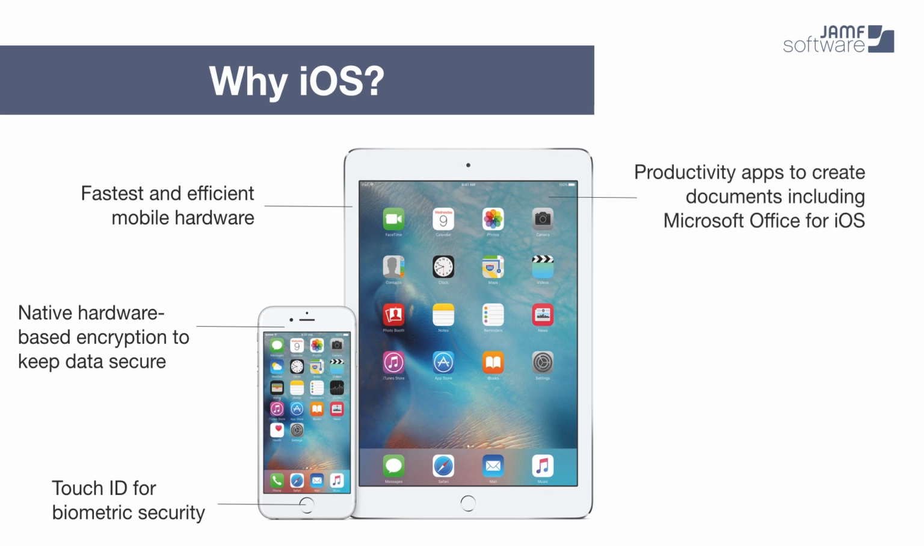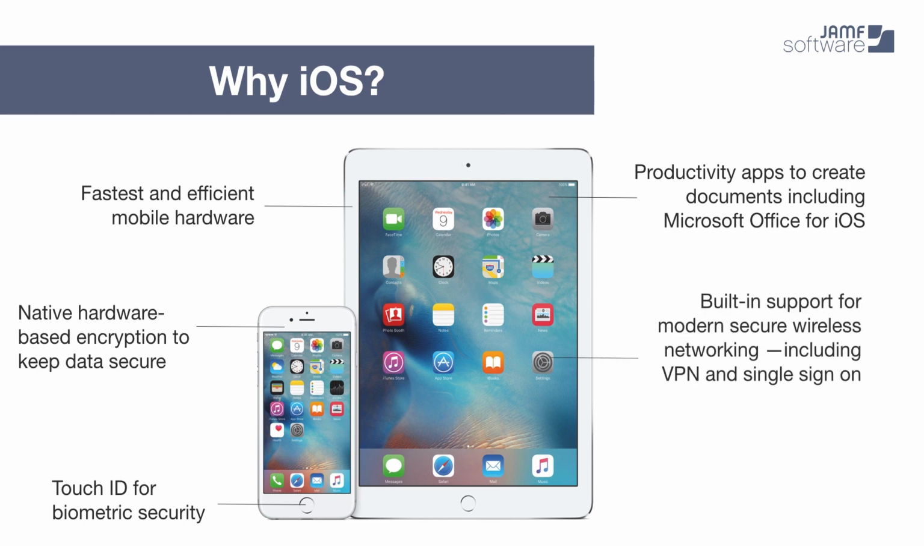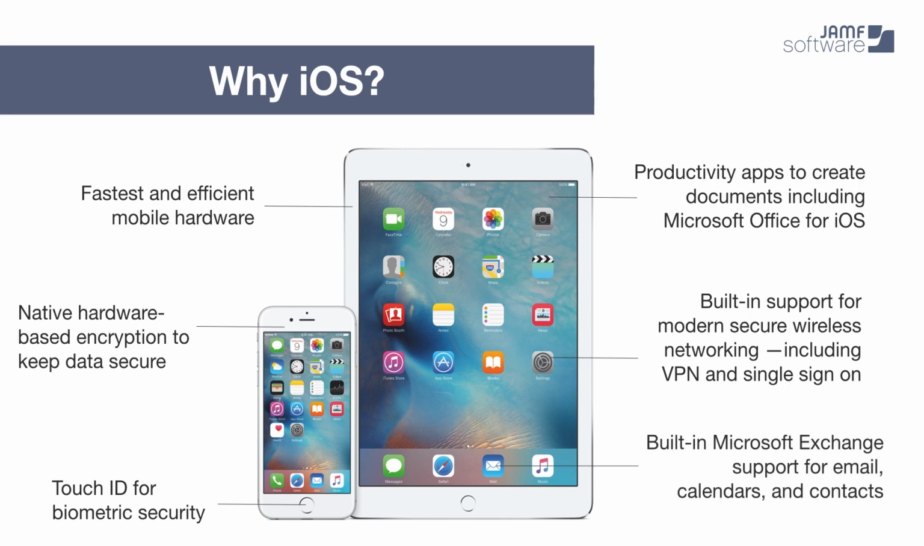It's all stored locally on the device in a very secure way. And there's apps. There are so many productivity apps to create documents, including Microsoft Office for iOS. If you haven't checked out Word, PowerPoint, or Excel for iOS, I'd highly recommend downloading it. Apple, of course, has built-in support for modern secure wireless networking, including VPN and single sign-on, 802.1x. And of course, Apple has support for mail servers, right? Most famously, Microsoft Exchange. So you can just plug in an Exchange account right into the native mail app and get access to all your corporate data.